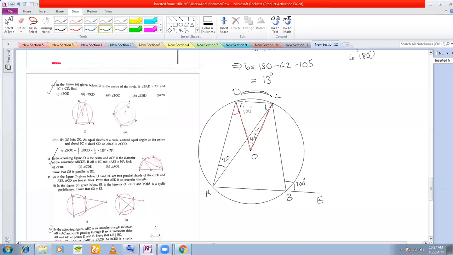How much will be the measure of these two angles? Suppose I take this as x, this as x, then x plus x plus 40 must be equal to 180. That means x will be equal to 140 by 2, which is 70. So this will be 70 and this will also be 70. So what is the measure of this angle? This entire angle we had found out to be 100. 100 minus 70, which is 30. I can move to the next one.